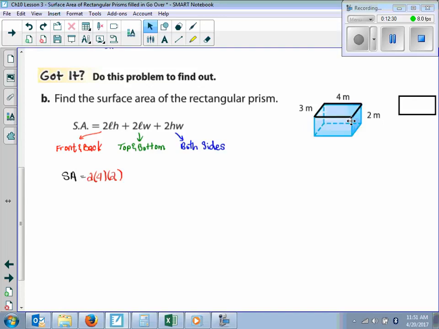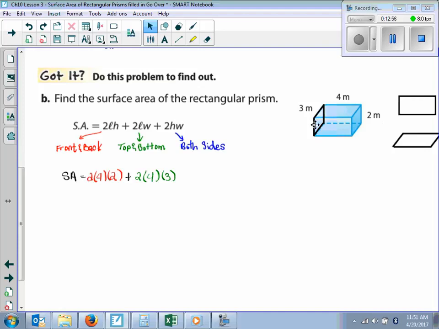Okay, so to get the top and the bottom, we're going to multiply what times what? 4 times 3. Very good. So, and then there's 2 sides, or faces, so we're going to multiply times 2. So 2 times 4 times 3. And now we're going to find the sides. So here's one of the sides, and there's the other side.